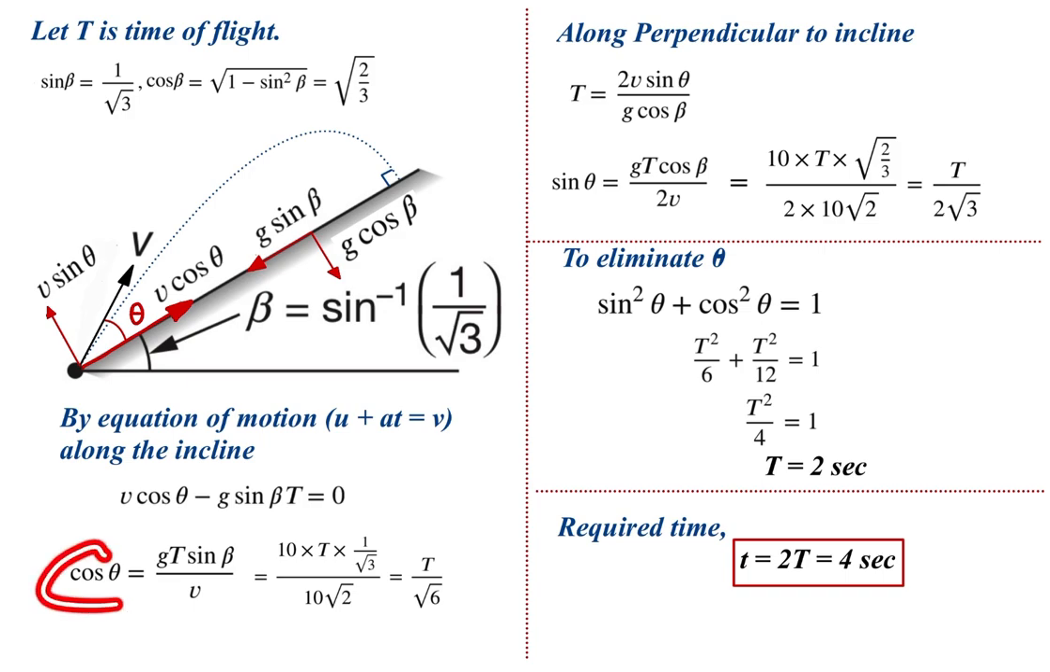Now we have obtained cos theta and we have obtained sin theta. By trigonometric identity, we can write sin square theta plus cos square theta equal to 1. So sin square theta will be T square upon 4 into 3, that is 12. So sin square theta is T square by 12, and cos square theta comes out to be T square by 6. By solving, we get the value of capital T as 2 seconds. So the particle has taken 2 seconds to go from this position to this position.